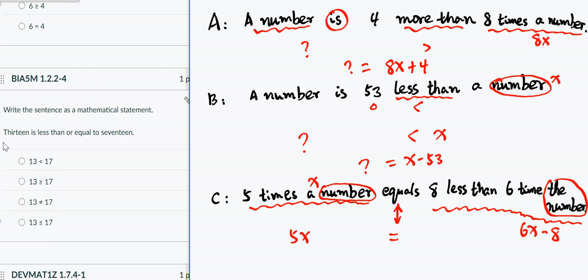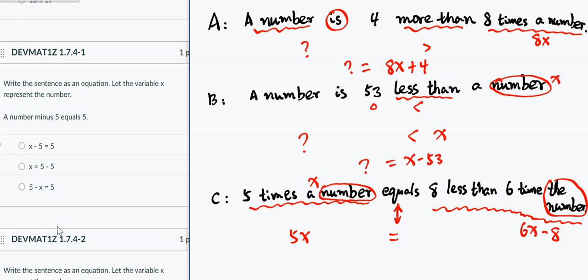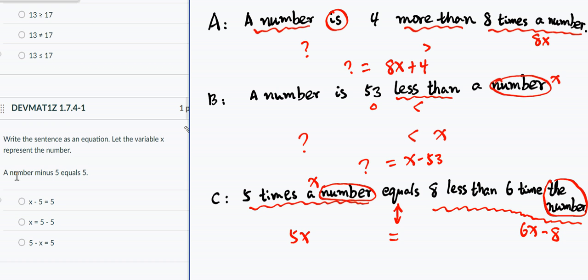This one is straightforward as well. 13 is less than or equal to 17. Now, here a number minus 5 equals 5. So then we know x represents this number. So that would be x minus 5 equals 5. Is that possible? Of course. x is 10, right? 10 minus 5 is 5. Okay.